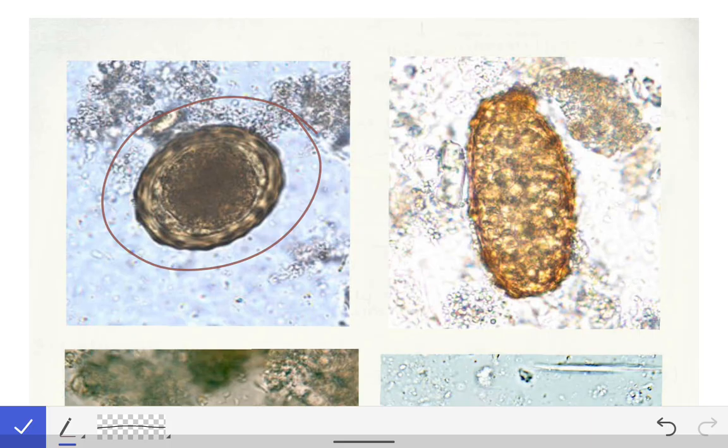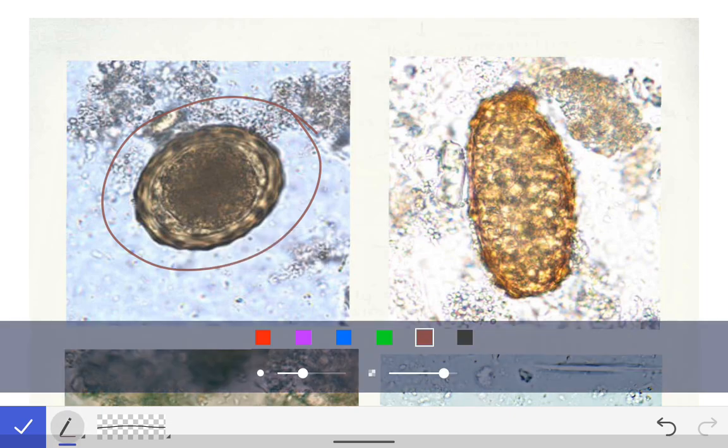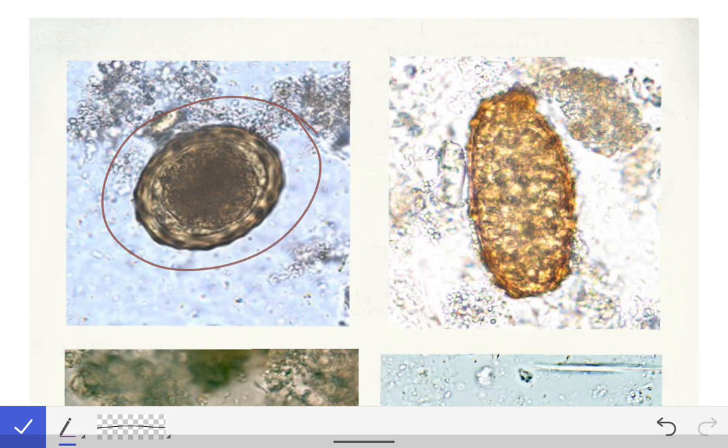Let's change the color of the pen. If you see here, there is a crescentic space like this. At the other pole also there is a crescentic space. As this crescentic space is present, that means it is a fertilized egg of Ascaris lumbricoides. Then at the center you are able to see the unsegmented ovum.